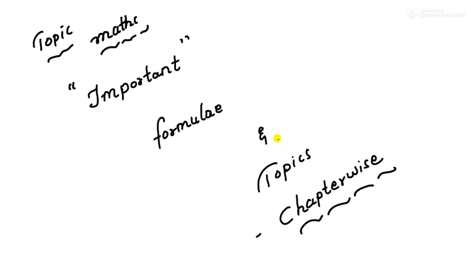So let us start with our first chapter, that is AP. First let us start with AP, that is arithmetic progression. So this is an example of arithmetic progression. Let me write. These are the terms, we call them terms, up to the nth term.